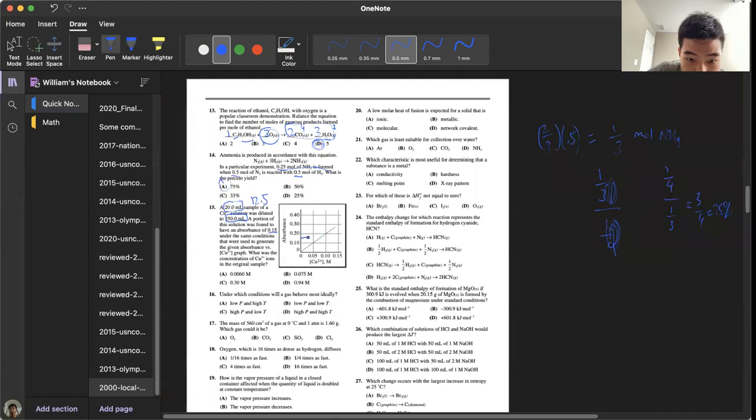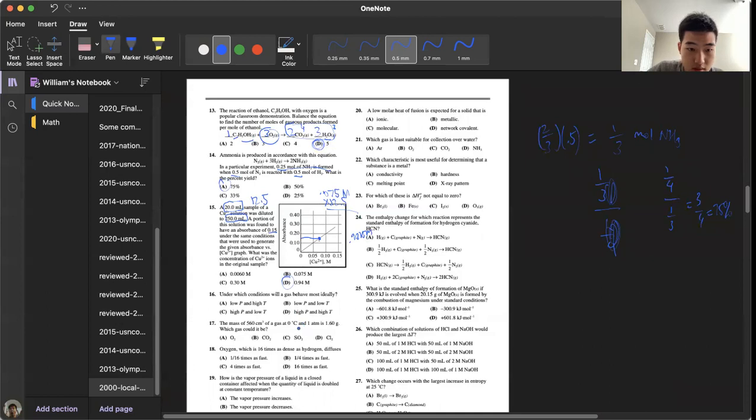So hold on, let's draw. So that's about 0.075 molar, right? But this is the version that is 12.5 times less concentrated. So we need to actually multiply this times 12.5 in order to get the original concentration. So that gets us 0.9375 molar, which is 0.94 basically.